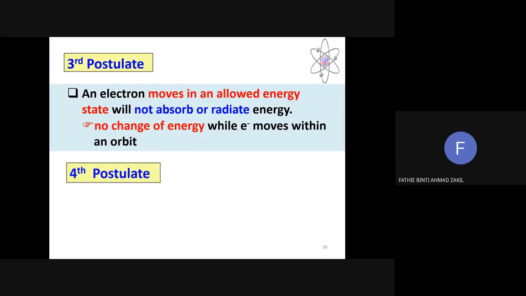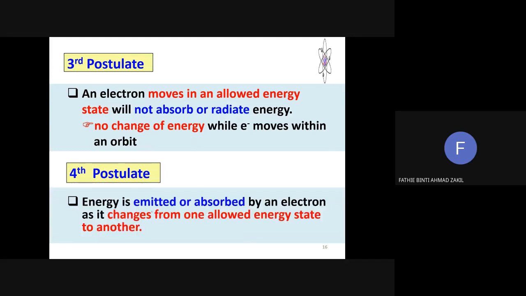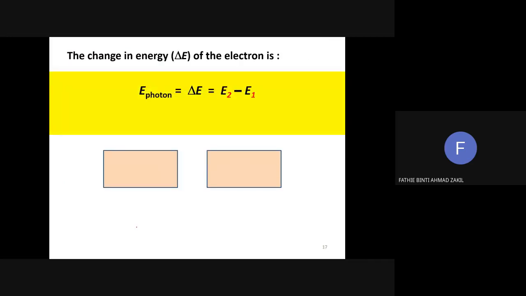Okay, tapi kita tengok juga fourth postulate. Fourth postulate ni dia dah improve daripada third postulate tadi. Kat sini tak ada absorb, tak ada radiate untuk third postulate. Tapi fourth postulate, energy is emitted or absorbed by an electron as it changes from one allowed energy state to another.